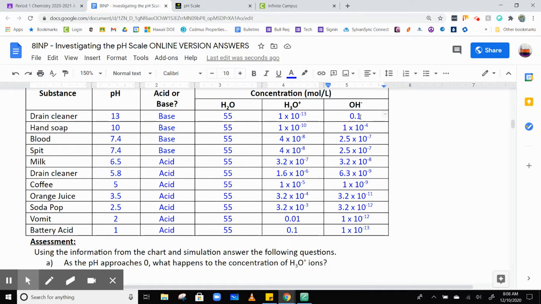Even in a super basic substance like drain cleaner, which has a pH of 13, you still have some H3O plus. And even something very acidic like battery acid, you have a lot of H3O plus, a lot of hydronium ion, but you're still going to have some OH minus. It's a really, really small amount, but you're still going to have some of it. And this is because of the auto ionization of water.